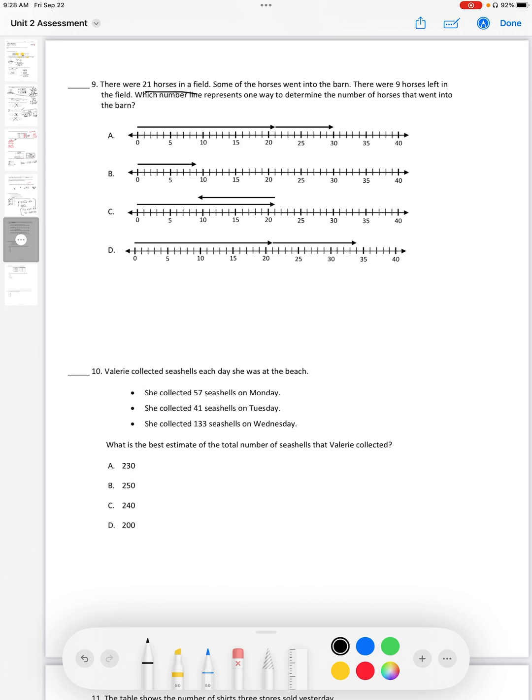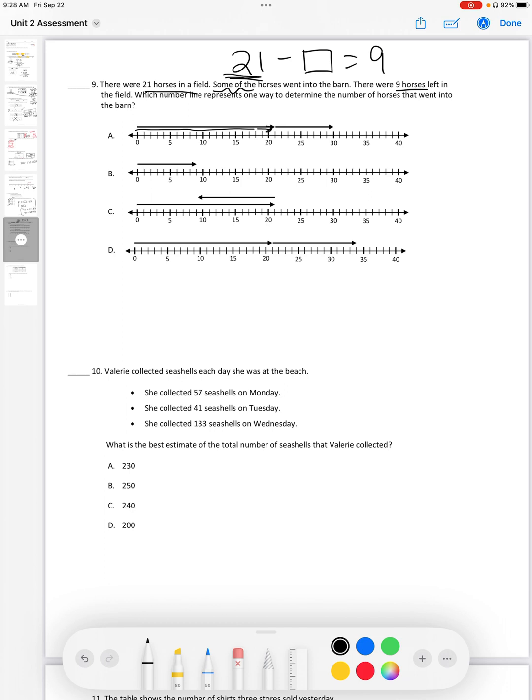My equation would look like this. 21 minus something, I don't know what, it just says some horses went in the barn, equals 9. 9 is the number of horses that were left. So let's see what we can do. This first number line goes up to 21. That's perfect. That's the first part of this equation.